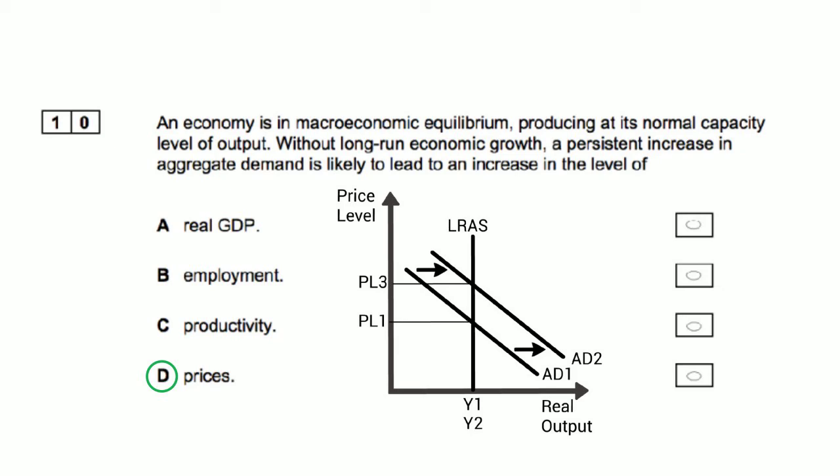GDP will not change because we are already producing at our productive potential. Employment will not change because all of our resources are being employed, both land, capital and labour. And finally, productivity won't change because there's no innovation or investment on the supply side of the economy. So the only answer for this question is D.